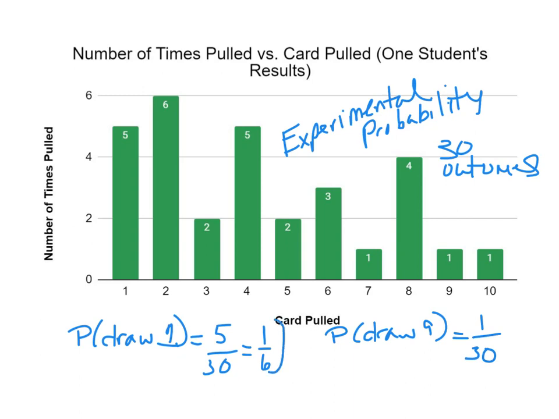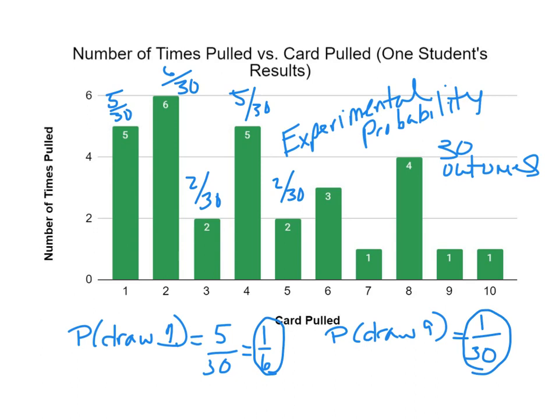So these are the experimental probabilities of drawing those numbers from the deck, replacing them, then drawing another card and recording the outcome. The first one would be a probability of 5 out of 30, and then 6 out of 30 for 2, and 2 out of 30 for 3, 5 out of 30 for 4, 2 out of 30 for 5, 3 out of 30 for 6, 1 out of 30 for 7, 4 out of 30 for 8, 1 out of 30 for 9, and 1 out of 30 for 10.